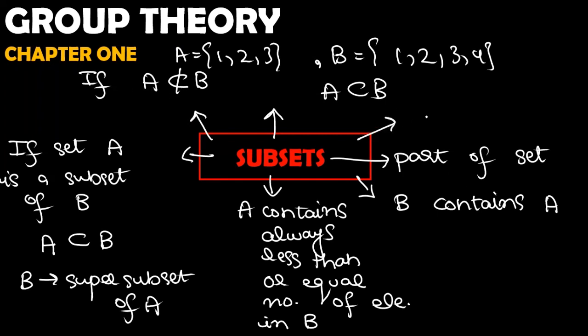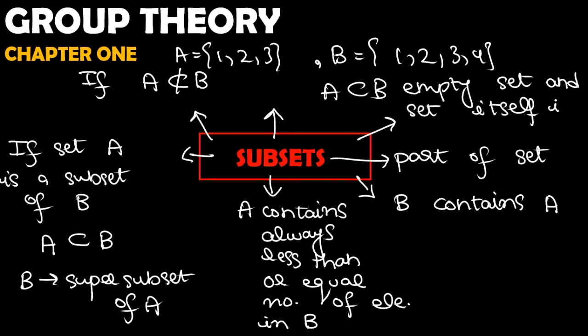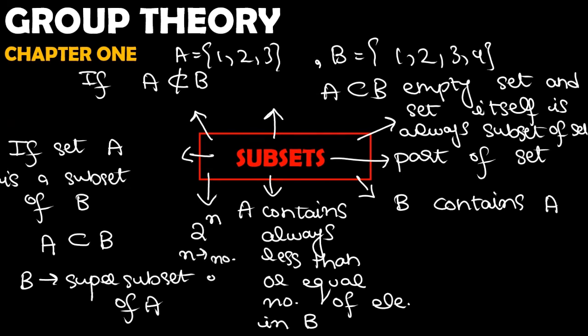Always remember that the empty set and the set itself are always subsets of a set. It means every set is a subset of itself, and the empty set is a subset of every set, right? And how many subsets of a set exist, you can find by this formula: 2 to the power n, and here n is the number of elements in the set.